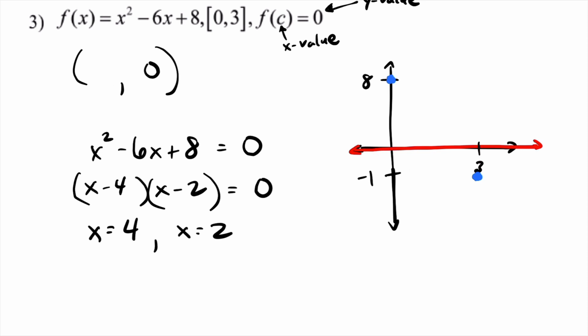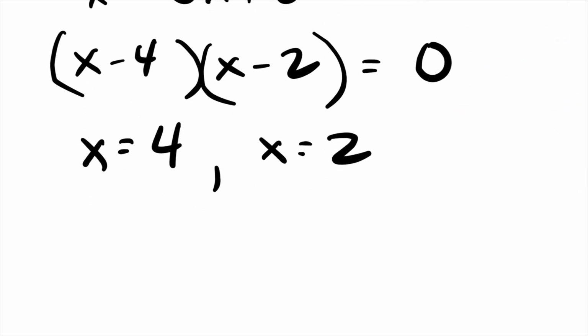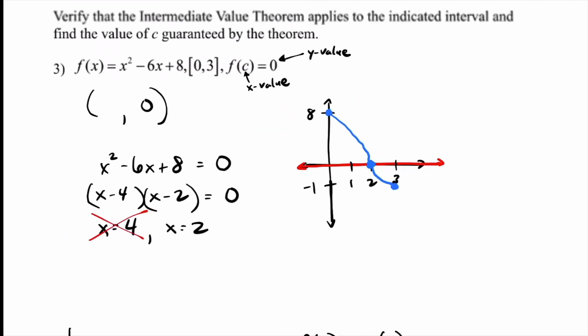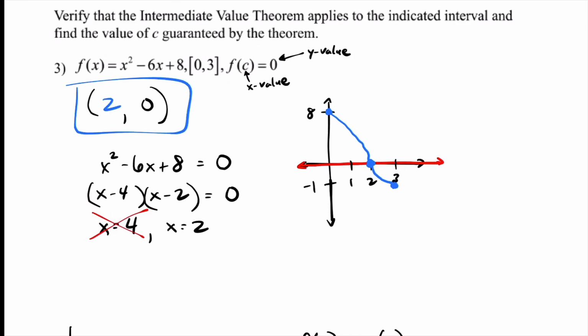What's the only one that we need? What's the only one of these that I really care about? Which is? Yep. That one doesn't apply because it's not within the intervals. Okay. So 2, it's going to cross right there. How it looks, I don't know, but it crosses at 2. So c is equal to 2.